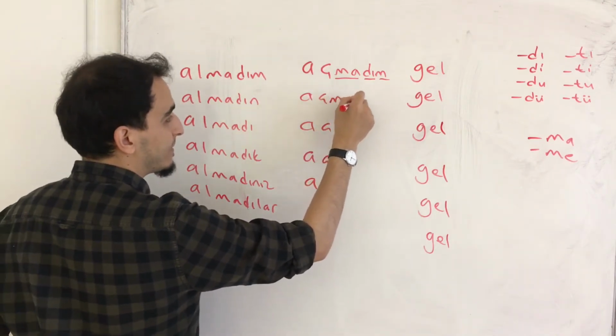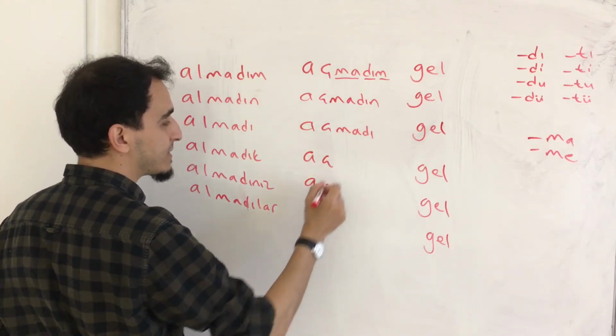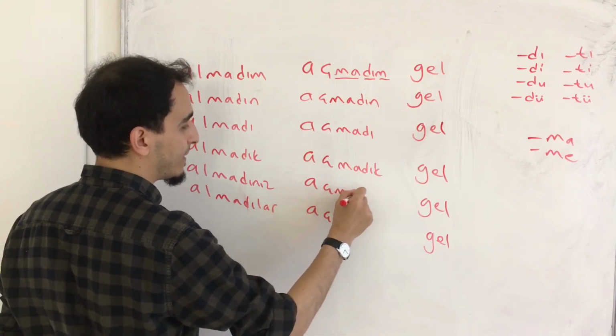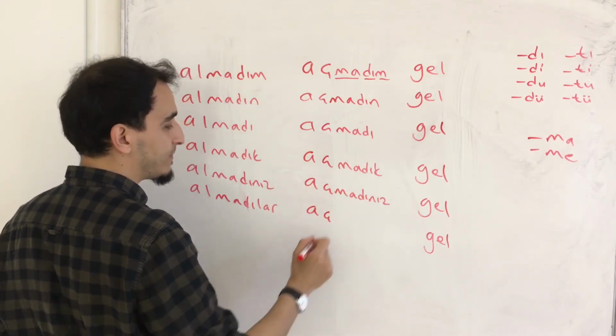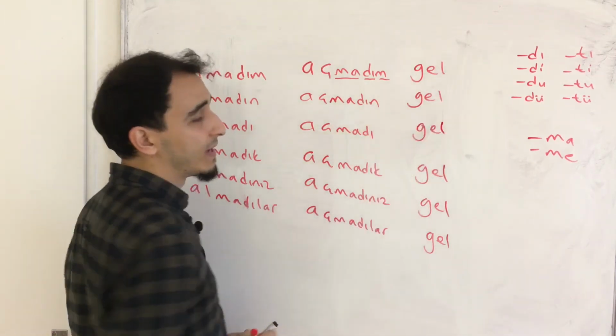Sen açmadın. O açmadı. Biz açmadık. We didn't open. Siz açmadınız. Onlar açmadılar. Evet. Gelmek. It means to come.